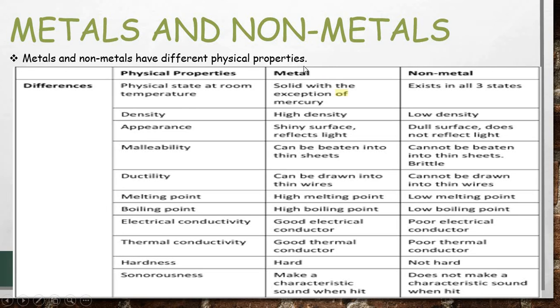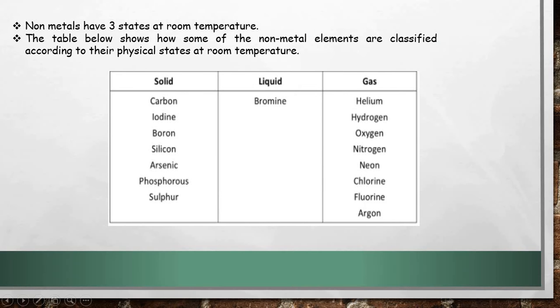Sonorousness: metal makes a characteristic sound when hit, like a ringing bell. Non-metal does not make a characteristic sound when hit, it does not produce sound. That is the physical properties of metals and non-metals.